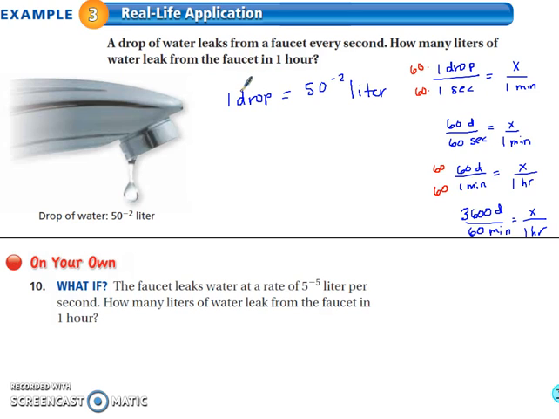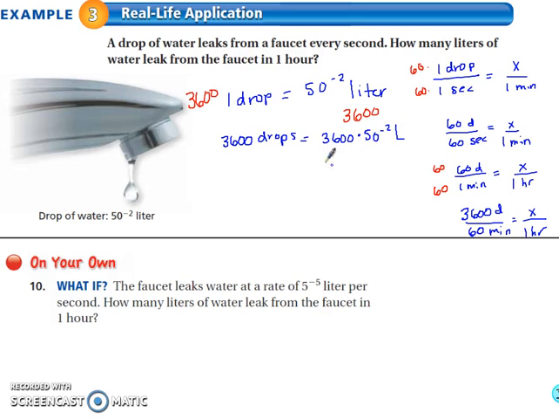So 1 drop is represented by 50 to the negative second liters. We want to know how many liters is that 3,600 drops. So what I'm going to do is multiply this left-hand side by that 3,600, and I'll multiply the right side also by 3,600. So now 3,600 drops, this is the amount that leaks in 1 hour, is equal to 3,600 times 50 to the negative second liters.